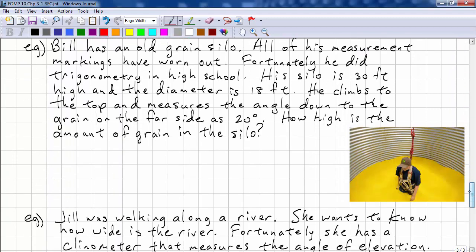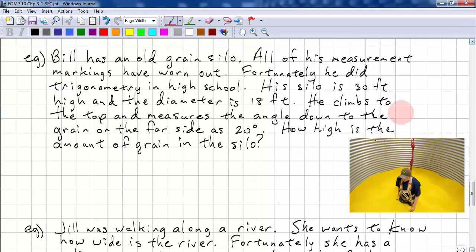Bill has an old grain silo. All of the measurement markings have worn out, so there probably were markings there, and they've worn out. But fortunately, he did trigonometry in high school. His silo is 30 feet high, and the diameter is 18 feet. He climbs to the top and measures the angle down to the grain on the far side as 20 degrees. How high is the amount of grain in the silo?